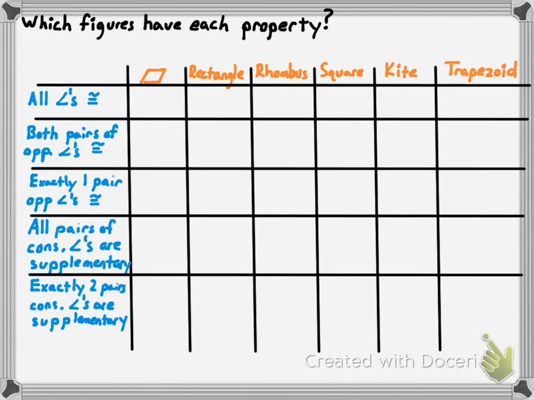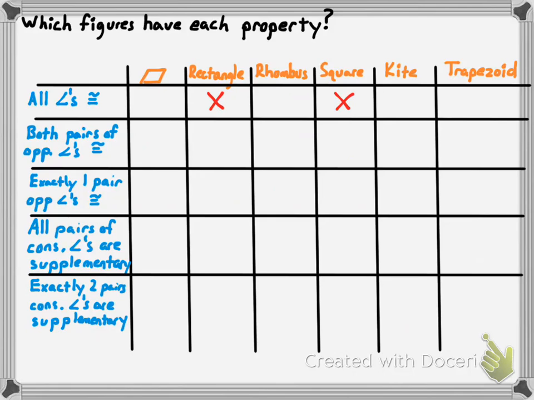All right, so which quadrilaterals will you see all angles congruent to one another? In other words, which ones are equiangular? Well, that's a rectangle. And then since a square is a special type of rectangle, that's going to apply to a square as well. In a rhombus and a parallelogram, it's possible for all the angles to be congruent, but they don't have to be. In a kite and trapezoid, it's not possible.